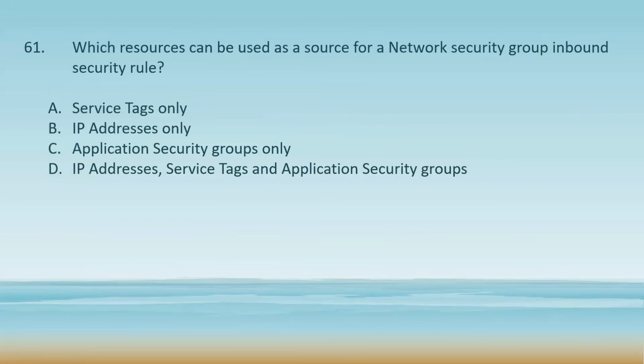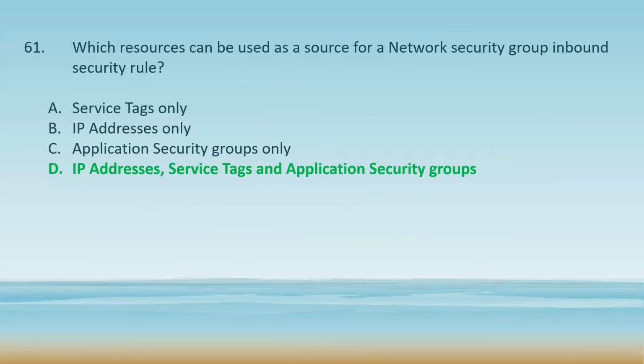Question number 61. Which resource can be used as a source for a network security group inbound security rule? Your options are service tags only, IP addresses only, application security groups only, and the last one, IP address, service tags and application security groups. So the correct answer is option D.